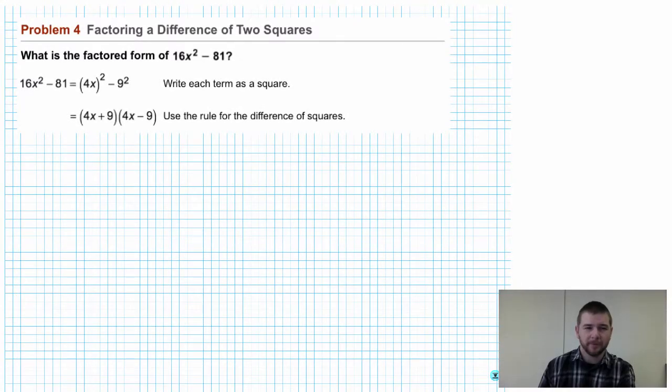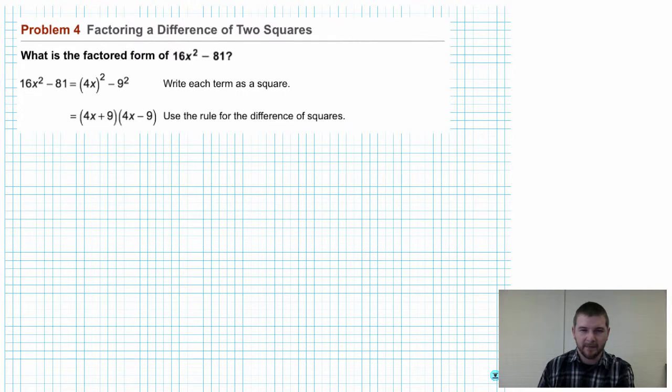Example problem 4, factoring a difference of two squares. What is the factored form of 16x squared minus 81? Right away you should recognize this is a difference of squares. Note there are only two terms. It's a binomial. There's no x to the first power term here, just an x squared term and a constant.